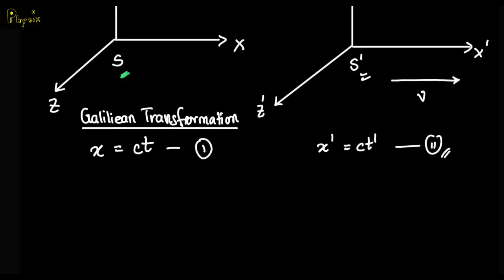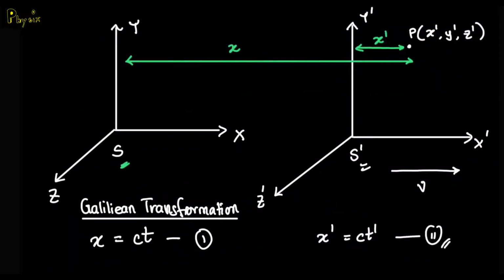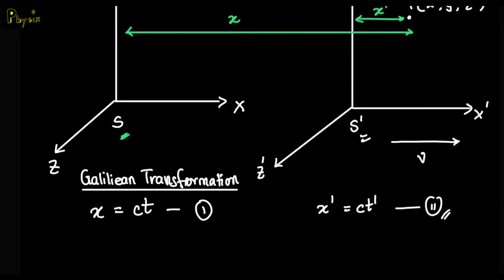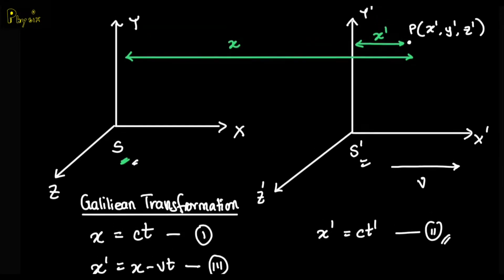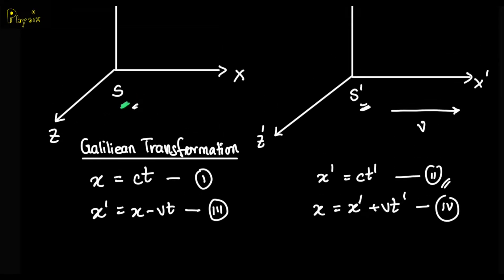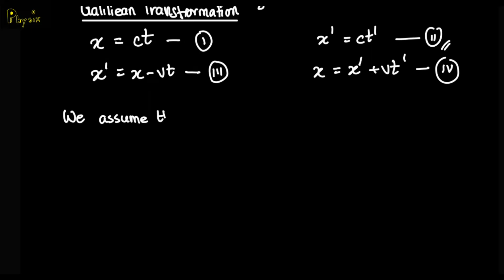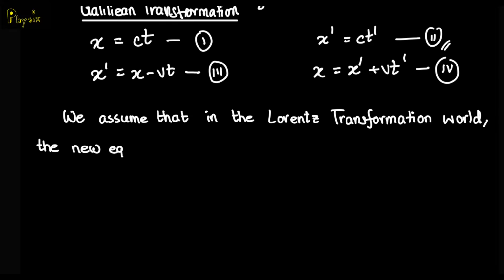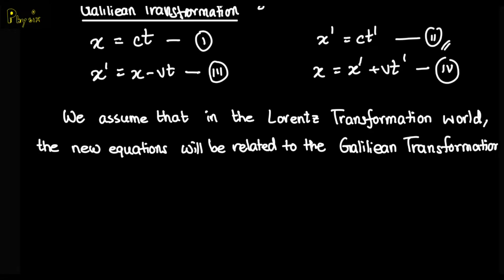Now, we could also say from these two figures that x prime from the frame of reference of S can be said to be x minus vt, and similarly, we could say that x is equal to x prime plus v t prime from the frame of reference of S prime over here. Now, when deducing the Lorentz transformation equations, we assume that in the Lorentz transformation world, the new equations will be related to the Galilean transformation equations by a factor of a constant that we will term as k.